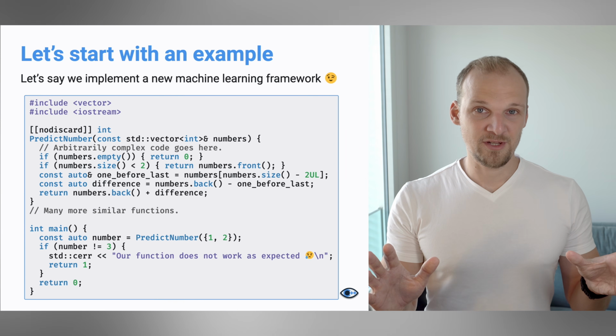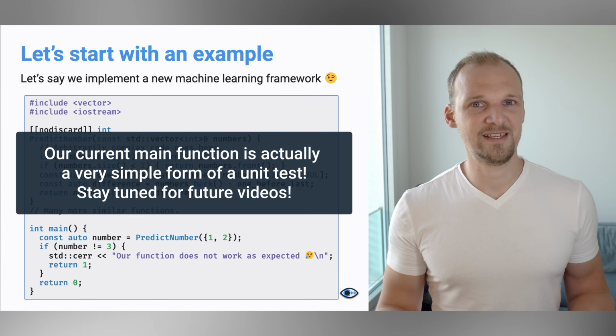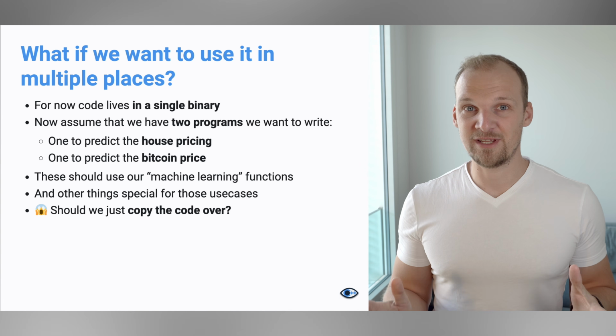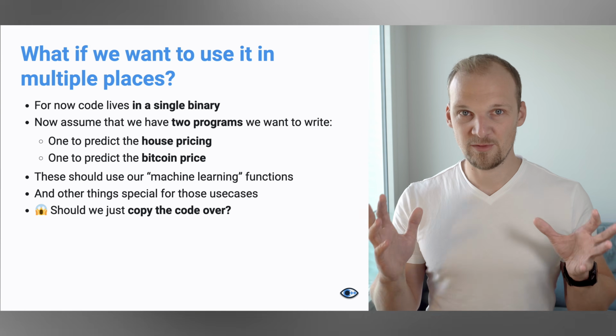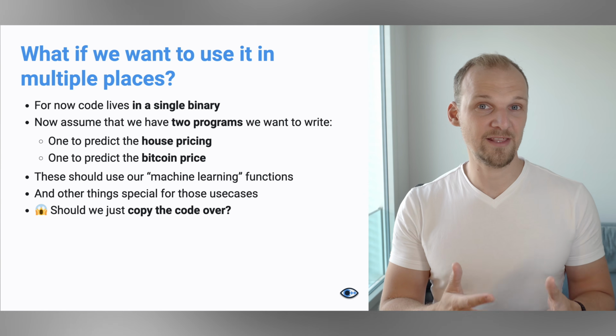Cool, so we have this function, but it's not particularly useful because for now we just use it within this main function, which is just testing that it actually works. But what if we actually want to use this? And at that, what if we want to use it at multiple places? Let's say, to give you a concrete example, we want to write these two binaries, like two programs. One is to predict the prices on the houses, and the other one is to predict the price of the Bitcoin. Both of them can make use of the machine learning library that we've just written. So now the only question to answer is, how can we use that function within these new binaries? And the obvious solution would be to just take that code over and copy it into these new binaries.